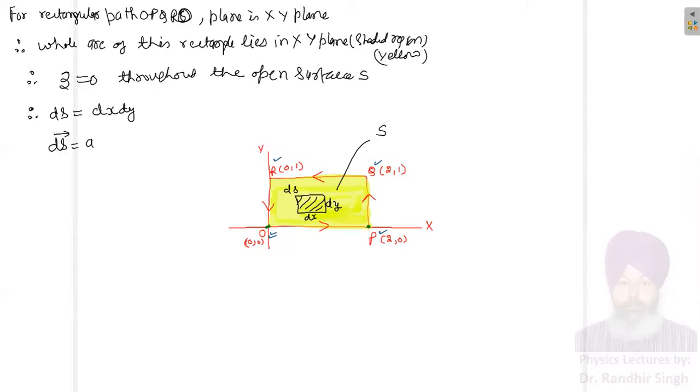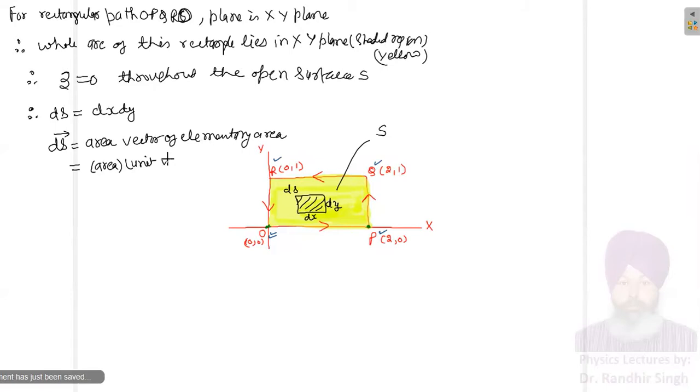This is the area vector of the elementary area. Now you can find this area vector from your knowledge of school physics. You know that the area vector is the product of two things. One is the area, the other is a unit vector normal to the area.